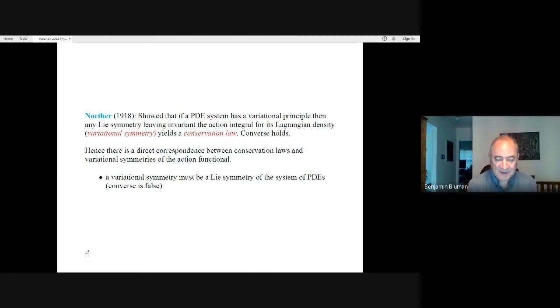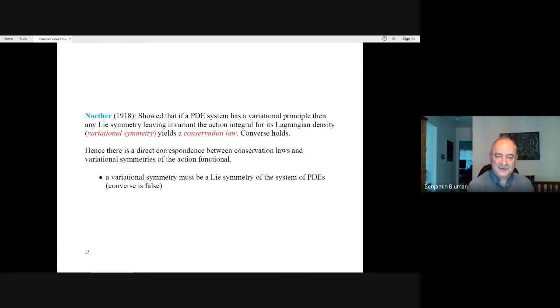Now, Emmy Noether, who fled to the United States in the 1930s, in 1918 wrote a brilliant paper. She showed that if a PDE system has a variational principle, then any Lie symmetry leaving invariant the action integral for its Lagrangian density, which is nowadays called a variational symmetry, yields a conservation law, and the converse holds. That is, there is a direct correspondence between conservation laws and variational symmetries of the action functional.